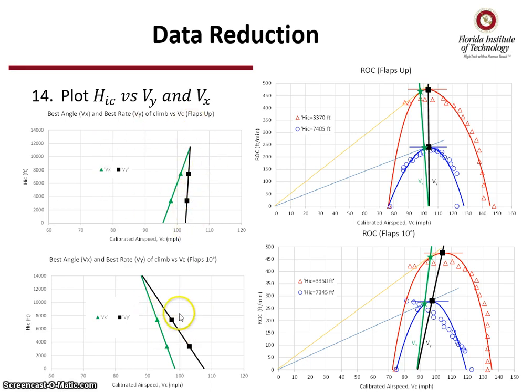The data for flaps 10 degrees is not quite as well behaved because our data doesn't really follow the normal curve that you would expect. So this data is probably not the best data. The flaps up data looks pretty good, but the flaps 10 is a little bit suspicious. In the end, we can still plot these things and try to estimate that our ceiling in this case would have estimated around 14,000 feet.